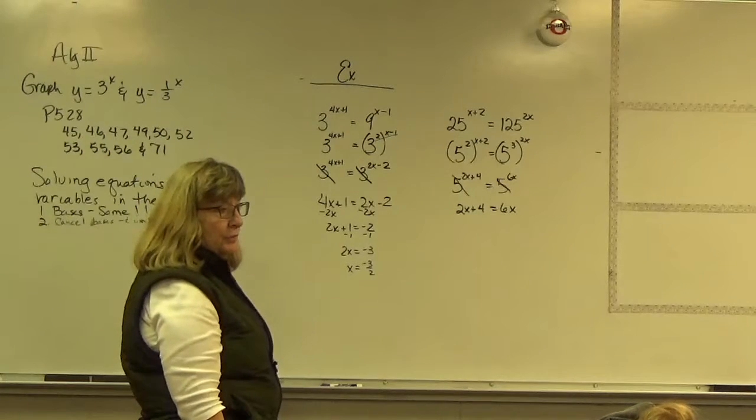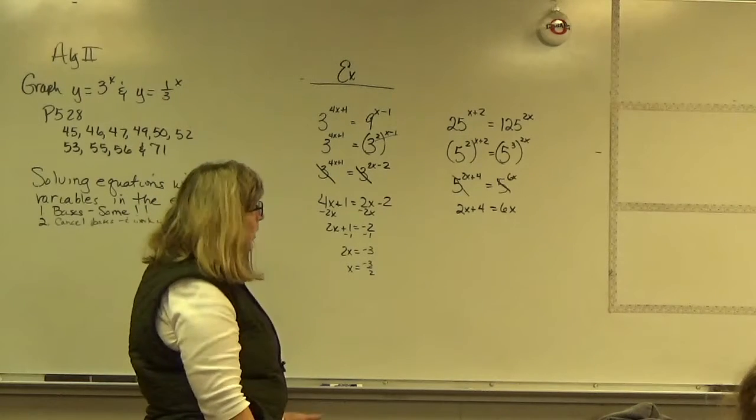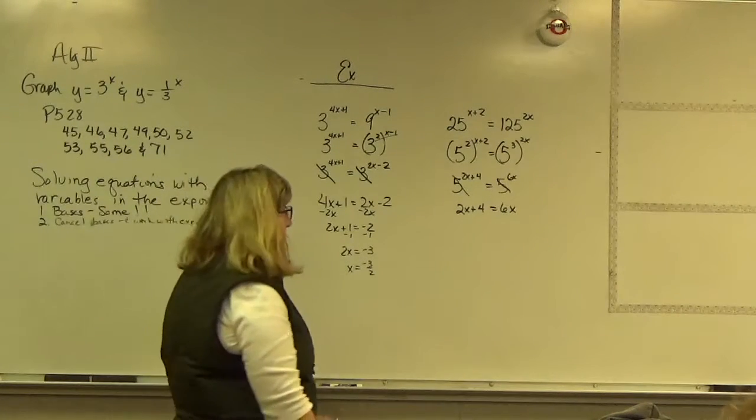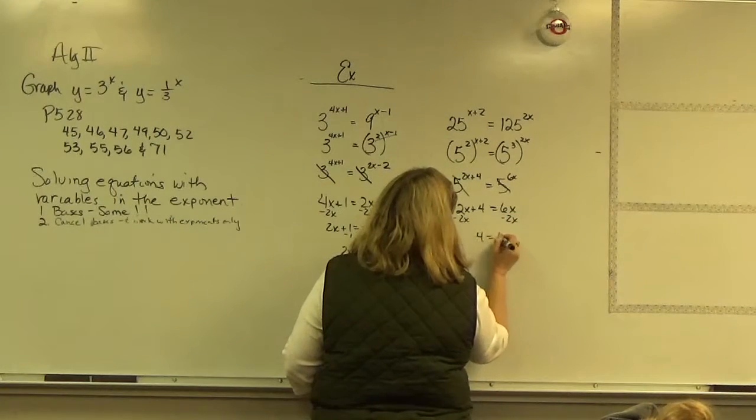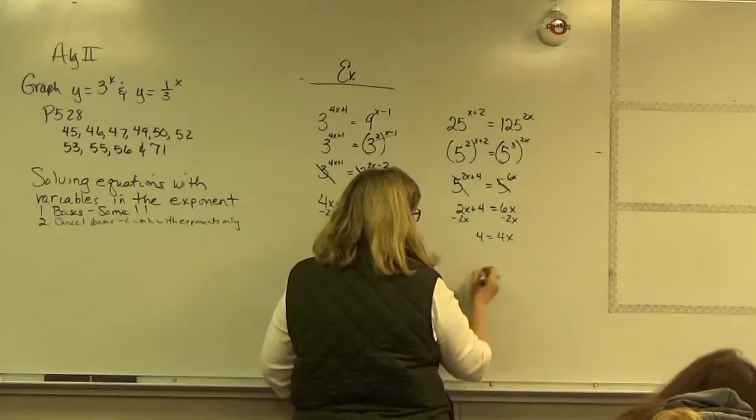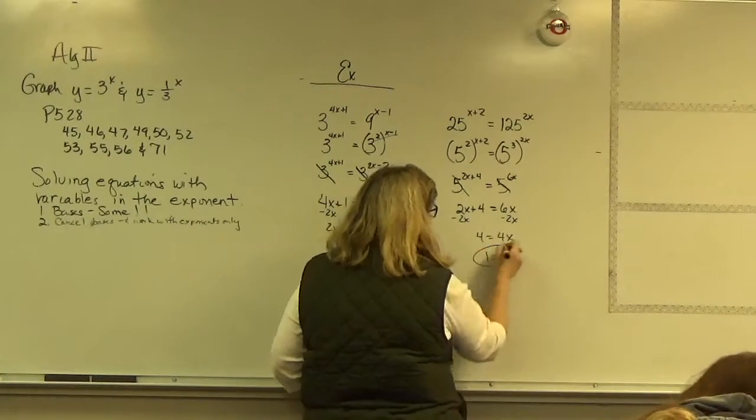What would we do to solve it? Subtract 2x. So once you get your bases canceled, then it's simple to solve. So subtract 2x. x equals 1. And this one would be easy to check, wouldn't it?